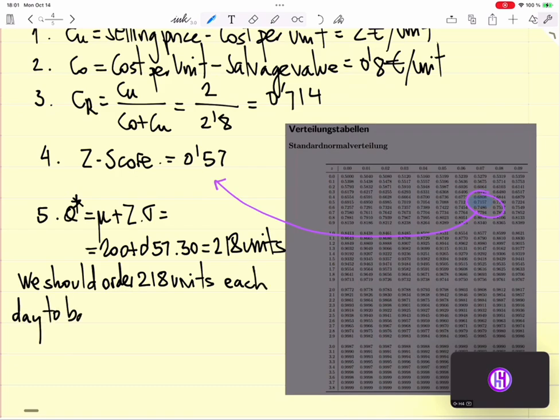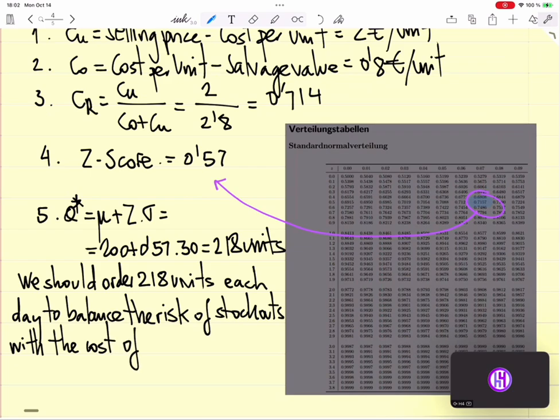to balance the risk of stockouts with the cost of overstocking. Okay? Questions? Any questions? Please give me thumbs up if no questions.